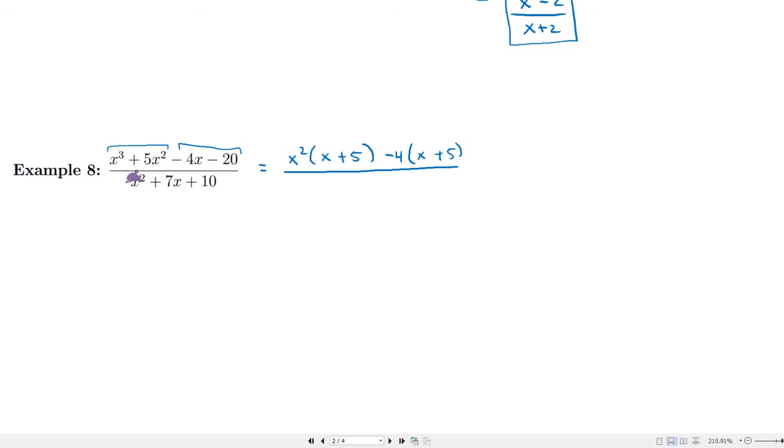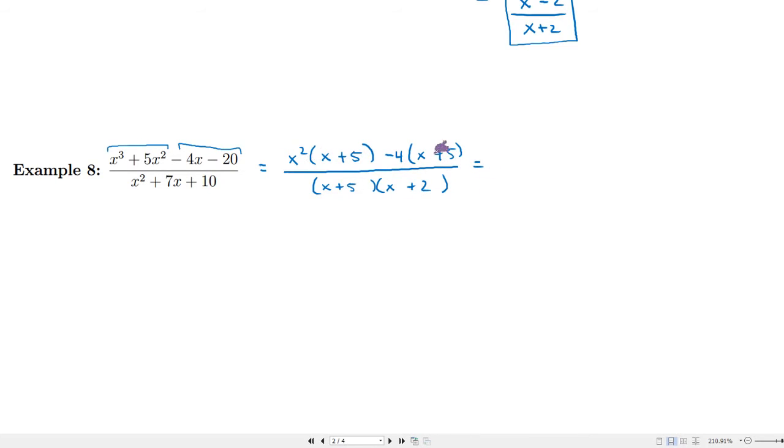The bottom is a quadratic. Leading coefficient is a 1, so we're going to have x plus something, x plus something. Well, what do we have? We have positive 10 and positive 7. So we want the product to be positive 10 and the sum to be a 7. And those two factors would be 5 and 2. Right? The product is 10. Their sum is 7. So that looks good.